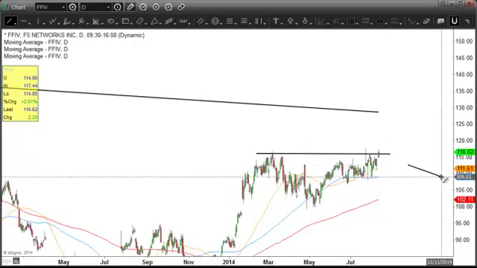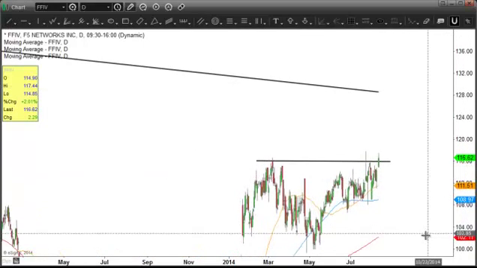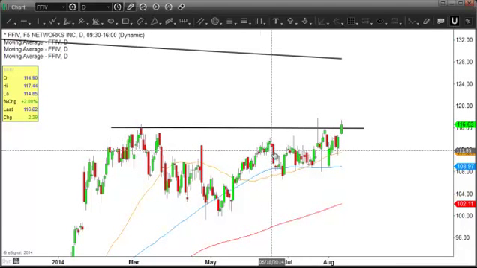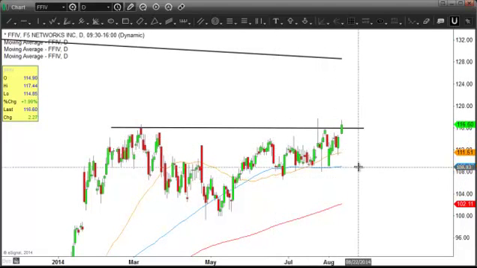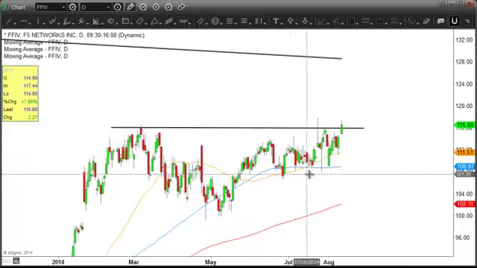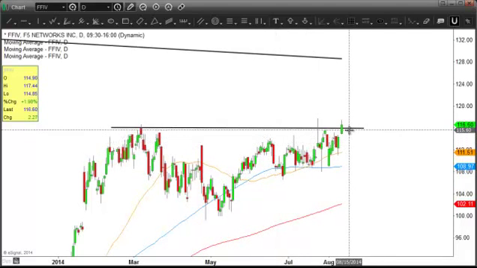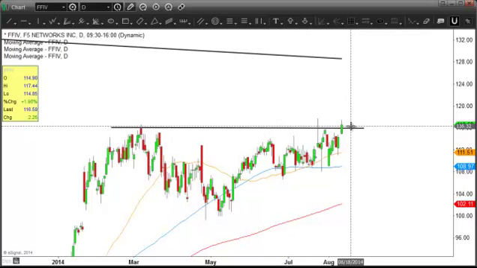So if we draw a resistance line here, you can see, and zoom in a little bit closer, that the stock over the past couple of months has been consolidating in the upper range of the year-to-date range. So this little square here, and you can see the stock now looks to be wanting to break past resistance here.